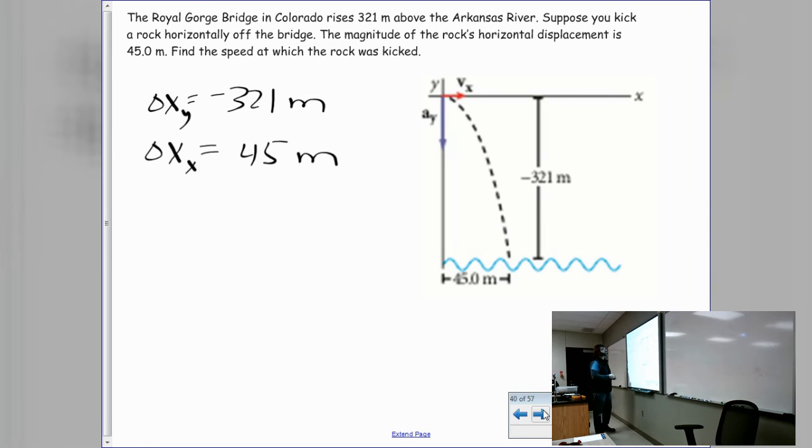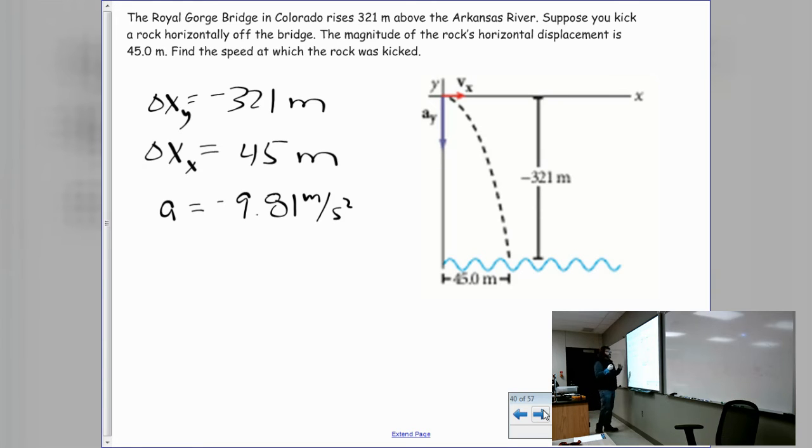It doesn't really tell us if it's left or right, but again, we're just going to assume it's positive. Other information that's not necessarily given to us is that it is falling down, so we would know the acceleration. The acceleration is negative 9.81 meters per second squared because gravity is what is accelerating it down.